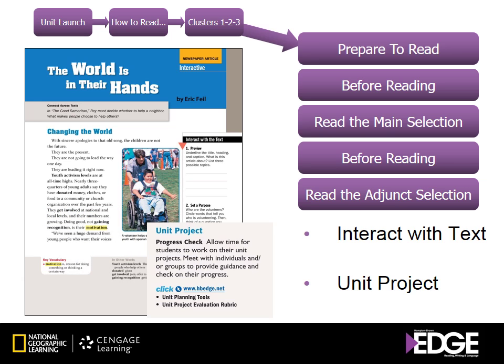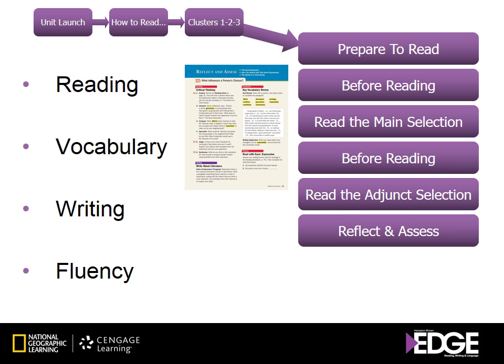At the end of the adjunct selection, you'll also see a reminder to conduct a unit project progress check with your group of students. This reminder is found at the bottom of the Teacher's Edition page and helps both you and your students stay on track for completing the project if you choose to do so.